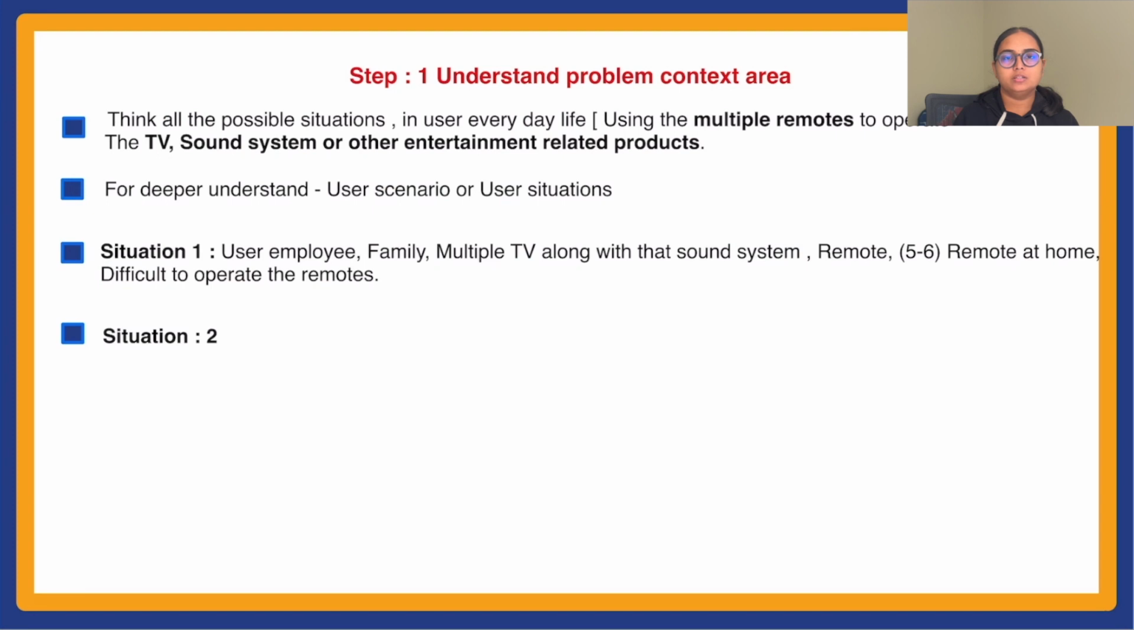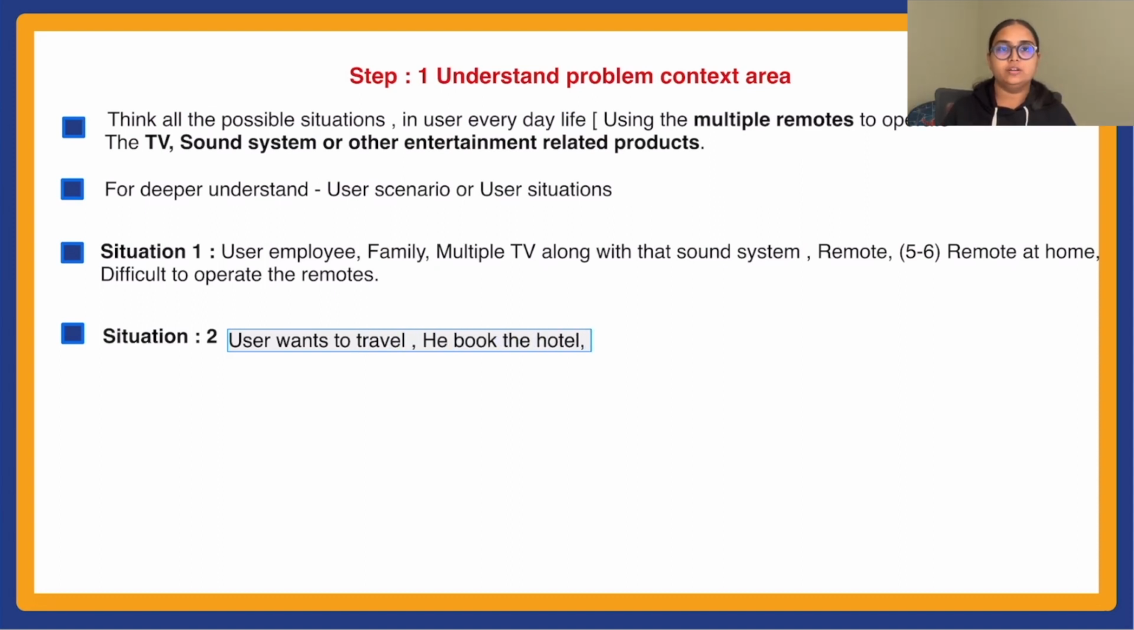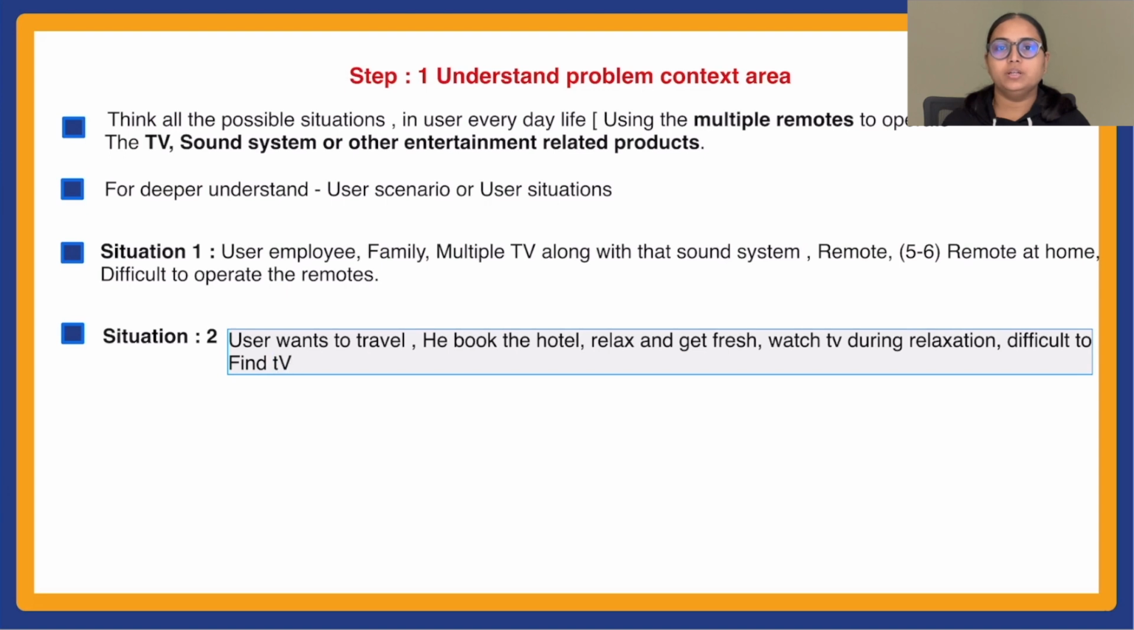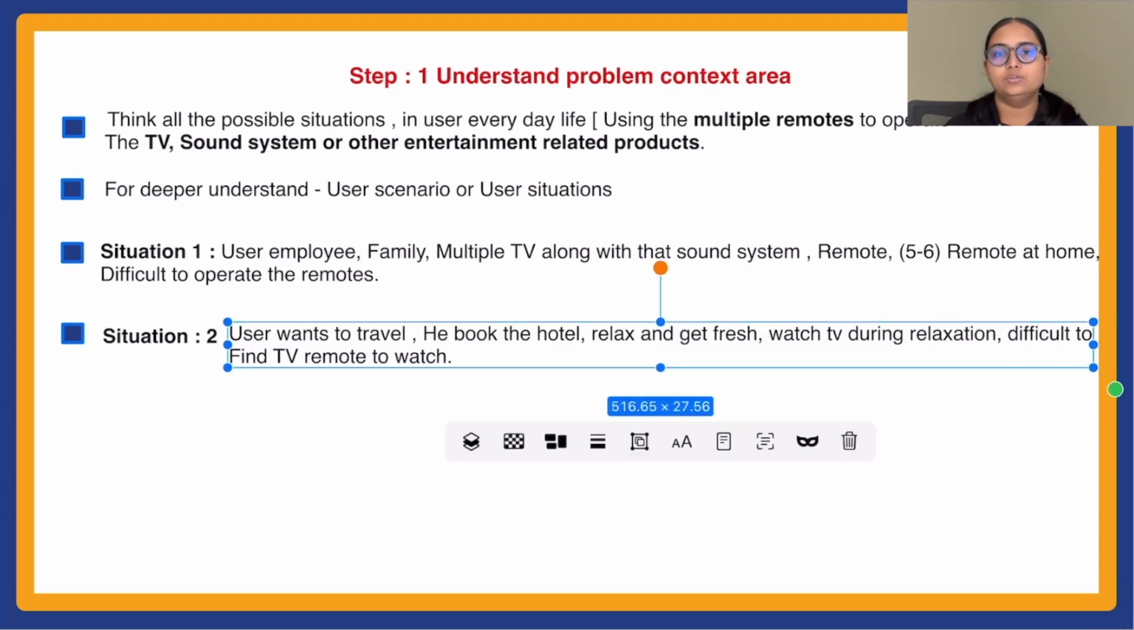Now we talk about another scenario or situation. In this situation, the user wants to travel from one place to another to spend some time with friends and family and have a nice vacation. Since he booked hotels to stay, freshen up and have some nice relaxation time. Whenever they are relaxing at the hotel, they mostly prefer to watch TV. Sometimes they will get a single TV or sometimes multiple TVs at their hotels. If they want to operate those TVs, they have to look for the particular remote and operate the TV. Sometimes it's difficult to find the particular TV remote and to operate the TVs.